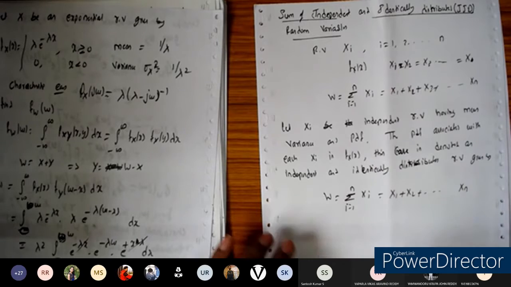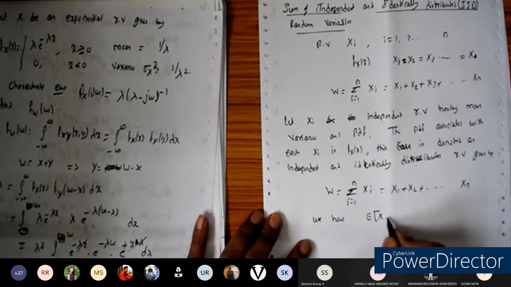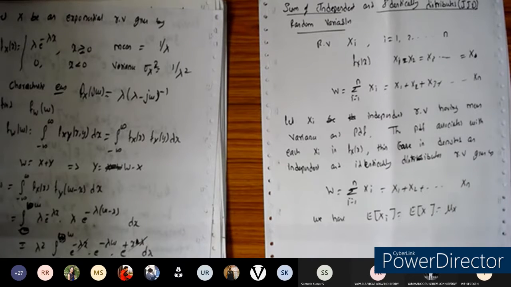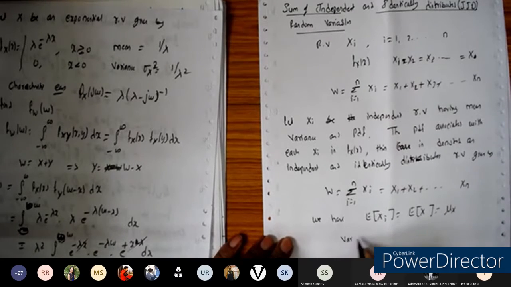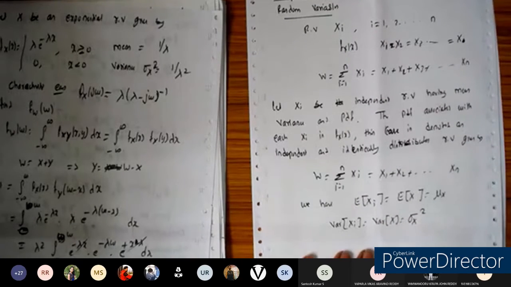For this one, we are going to find out the mean. So we have the mean of Xi, the expected value of Xi, which we are going to call mu x. Similarly, the variance of Xi we are going to call the variance of x, because this value will be equal for all Xi. This is called sigma x square.